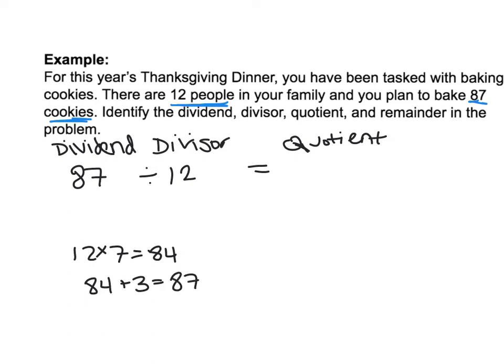So if we're splitting up our cookies amongst 12 people, then that means that we can give 7 cookies to each person, and that there's going to be 3 cookies left over. So our answer is 7 remainder 3, with this being our remainder.